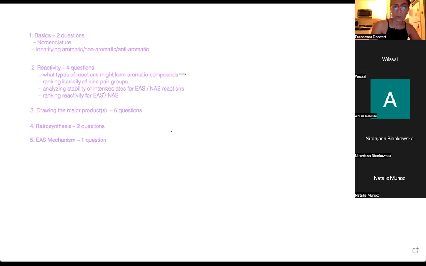I'm not going to let you know which one of these it is, but you should know what would make a ring more reactive for EAS versus what would make it more reactive for NAS, and how to rank it. The stability of the intermediates for EAS and NAS just has to do with this: I'm giving you a reaction and you're here to analyze the stability of the intermediate based on resonance of either the sigma complex or the Meisenheimer complex, and let me know which one's more stable.